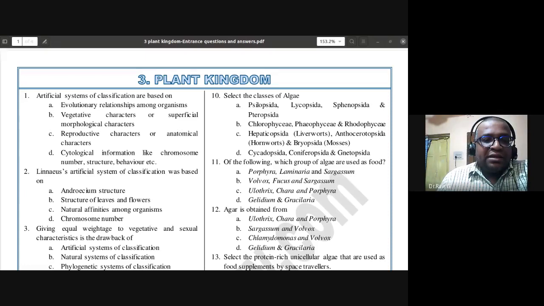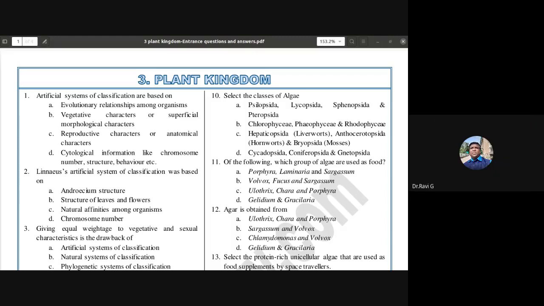Linnaeus' artificial system of classification was based on what? This we might not have come across in our NCERT syllabus, but anyway, he took only one character, androecium structure. How many stamens were there? What type of stamens? Just on that character, he made a classification. So Linnaeus' artificial system of classification was based on androecium structure. So A is the answer for the second question.